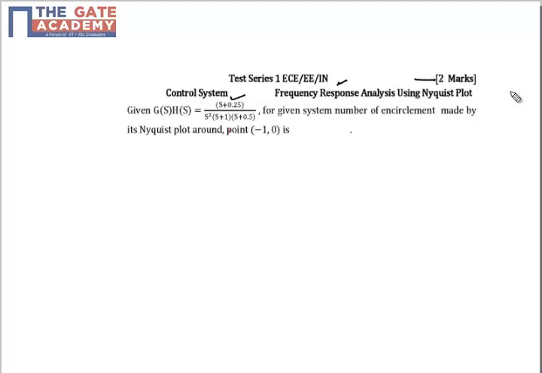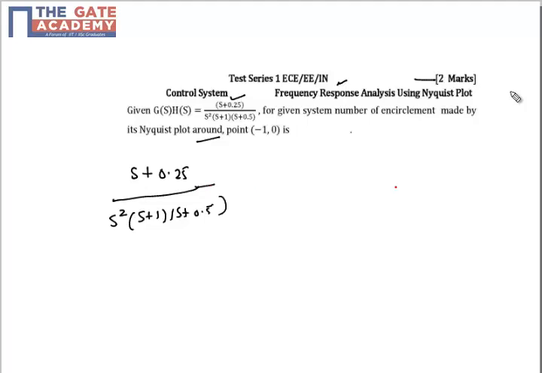The question says that for the given transfer function of a given system, we need to find the number of encirclements made by the Nyquist plot around the point -1, 0. So the transfer function is (s + 0.25) upon s square (s + 1)(s + 0.5).